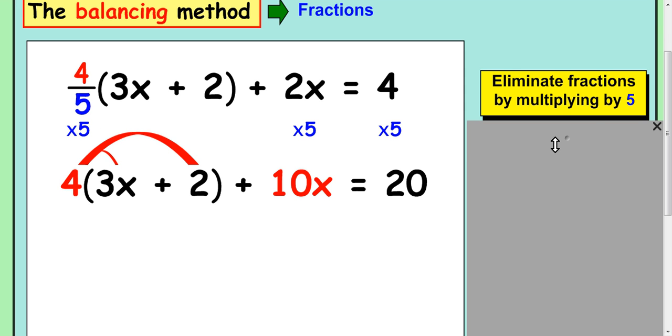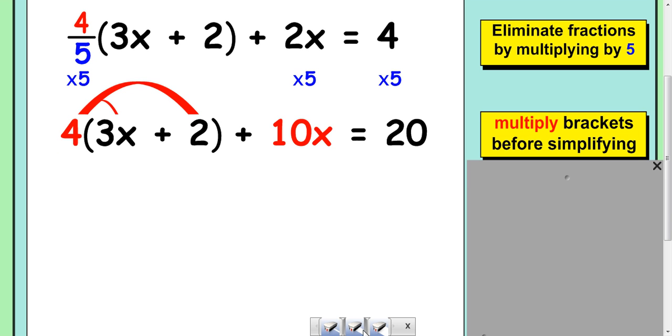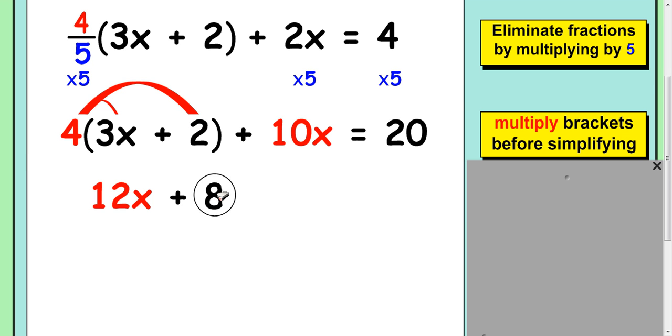Okay, so we can now multiply out the bracket. As before, when we had brackets and equations, multiply them out. So 4 times 3x is 12x, 4 times 2 is 8, and then that's when the multiplying stops. We've just got plus 10x, and then we've got 20. Just take it slowly, just one step at a time.